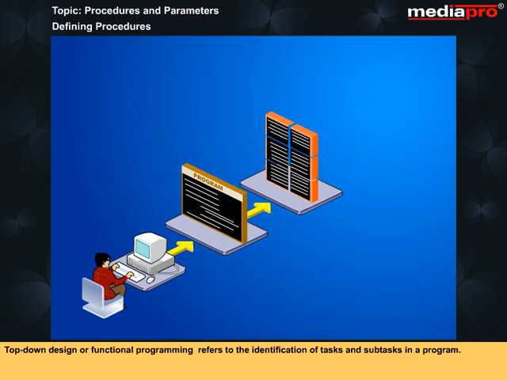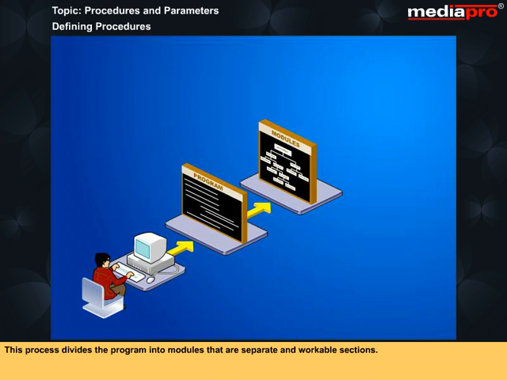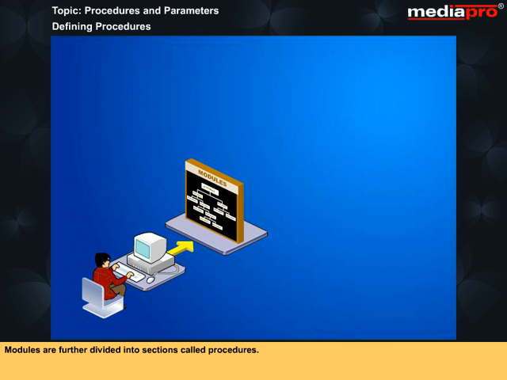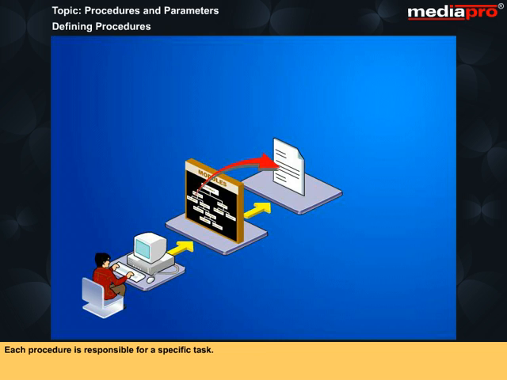Top-down design or functional programming refers to the identification of tasks and subtasks in a program. This process divides the program into modules that are separate and workable sections. Modules are further divided into sections called procedures. Each procedure is responsible for a specific task. These procedures are also called subroutines or subprograms. It is a small part of the main program.